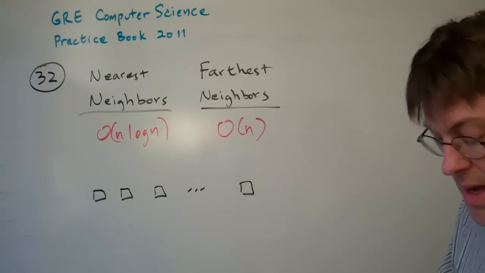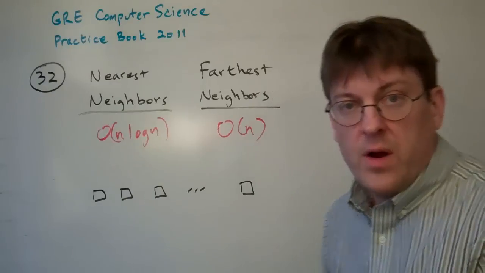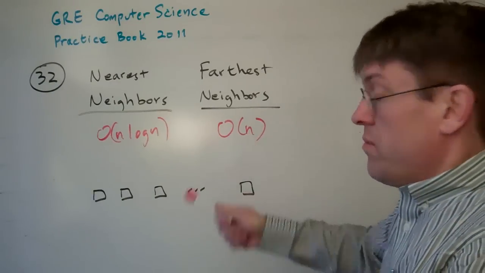So the answer is A, O of n log n for the nearest neighbor, and O of n for the farthest neighbor, and that's pretty much why.